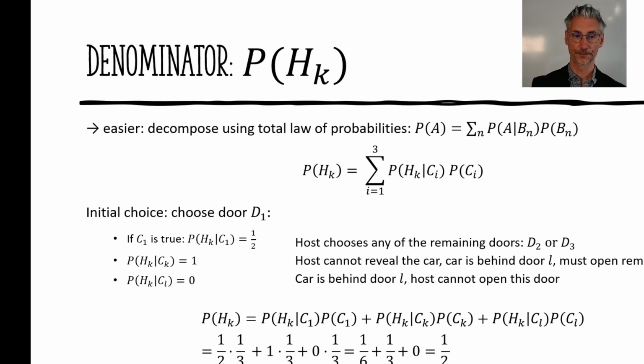Because it doesn't matter for the host which door to open. In the other case, this is what we discussed before, the host cannot reveal the car, the host cannot open our door, so he must open the one remaining door. Now if we put all of that together, we use the total law of probabilities and end up with the denominator being 1/2.